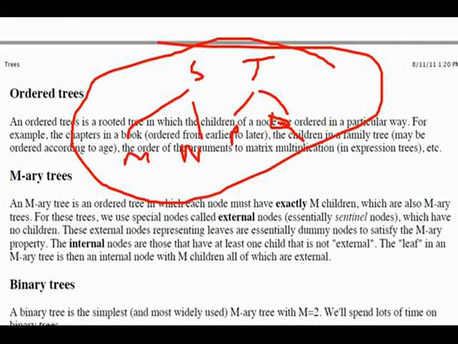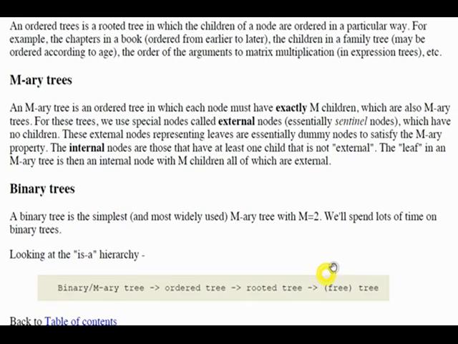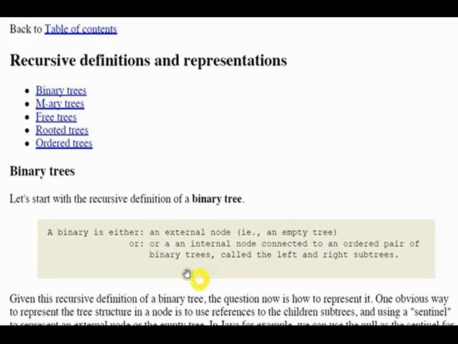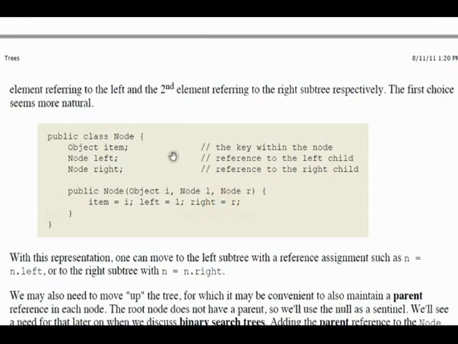And binary trees suggest that it should be ordered. See, a binary tree must be sorted actually, just like the binary search. It has to be ordered, it has to be rooted, and then those trees are free. So we'll see the methods, how they're formed.